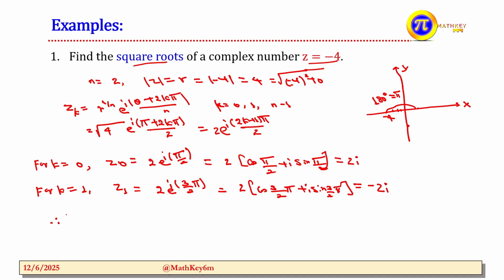Therefore, the square roots of the given complex number are 2i and negative 2i. We have found the square roots of the complex number.